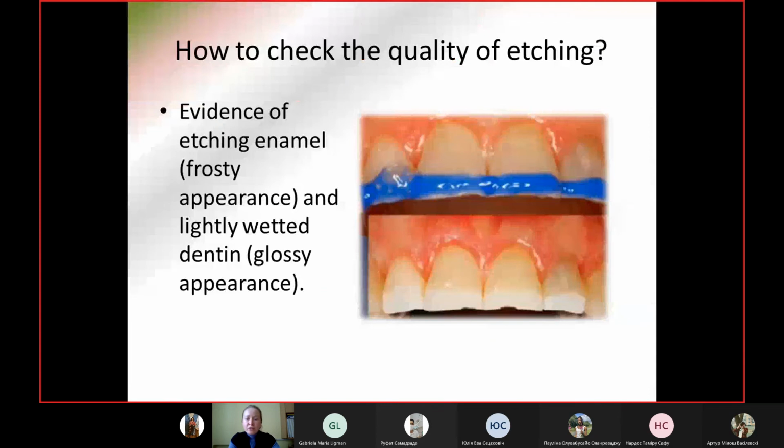To check the quality of etching, it's very simple. Appropriately etched enamel has a porous, white, chalky appearance.